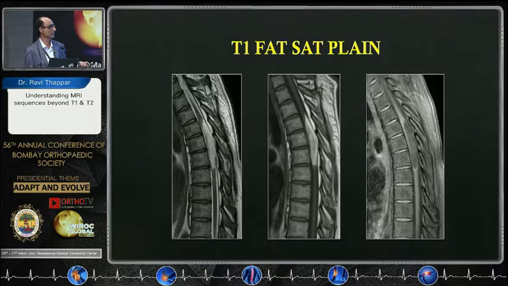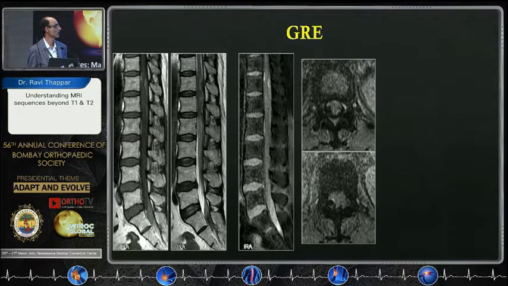So if the lesion loses the signal, it becomes suppressed like the remaining normal fat. That means the lesion is a fatty lesion, so it's a lipoma. If it does not become suppressed, that means it is likely to be blood. So this helps to differentiate fat versus blood. Moving to the GRE or the gradient recall echo sequence.